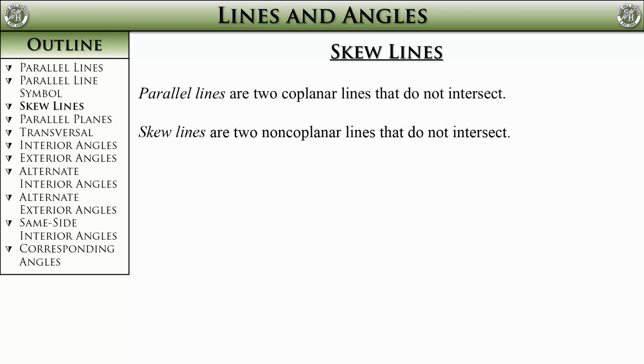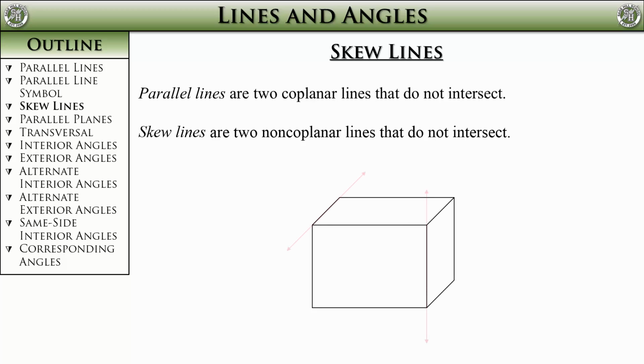Skew is a little harder to draw and represent. This one is actually easier to do in person when holding two rulers. But skew might look like this. Here I have a box to try and show you a three-dimensional shape. And then if I highlight these corners of the box, these would be an example of skew lines. They never intersect. They just pass by one another and go on their merry way in completely different planes.